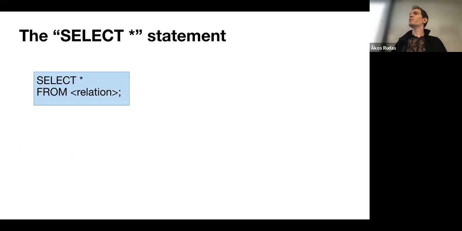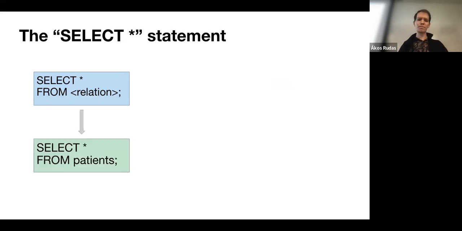So let's talk about our very first SQL query, the select star statement. Let's try to read it as a real sentence. Select star from relation. Star in this case is a placeholder for all of the columns which are available in a specific relation. Let's look at an example. Let's say we're going to say select star from patients.